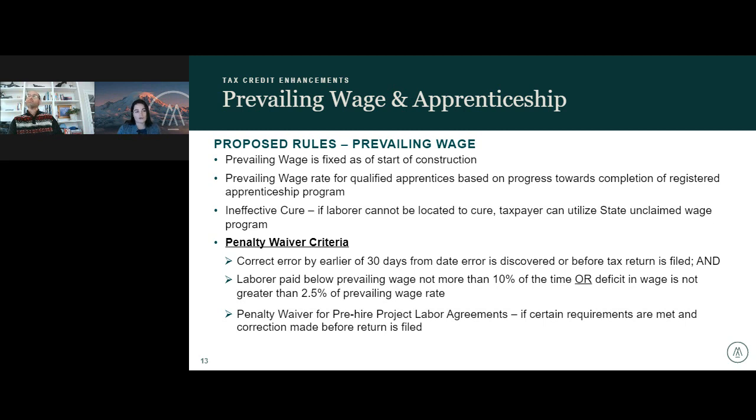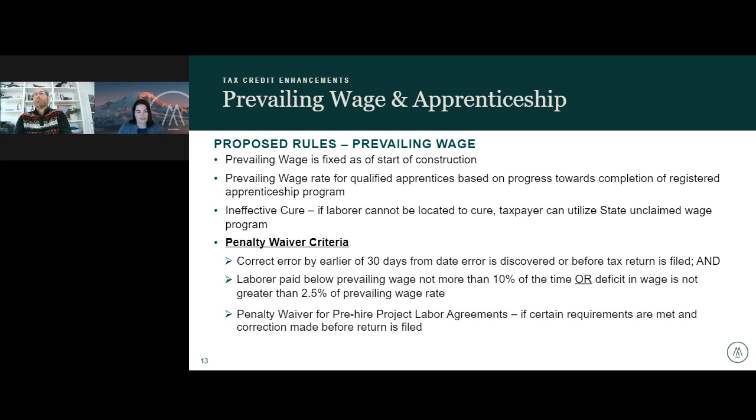In the proposed rules, there is now a remedy to still effectively cure if that's the case, and it's that the taxpayer can utilize the state's unclaimed wage or unclaimed property program, put that back pay and interest into that program with whatever identifying information you have for that labor. This is, of course, after you actually make a good faith effort to locate that labor. But if you can demonstrate that you've made that good faith effort and put those funds into the state unclaimed wage program, then you have effectively cured and can retain your eligibility for the enhanced credit.